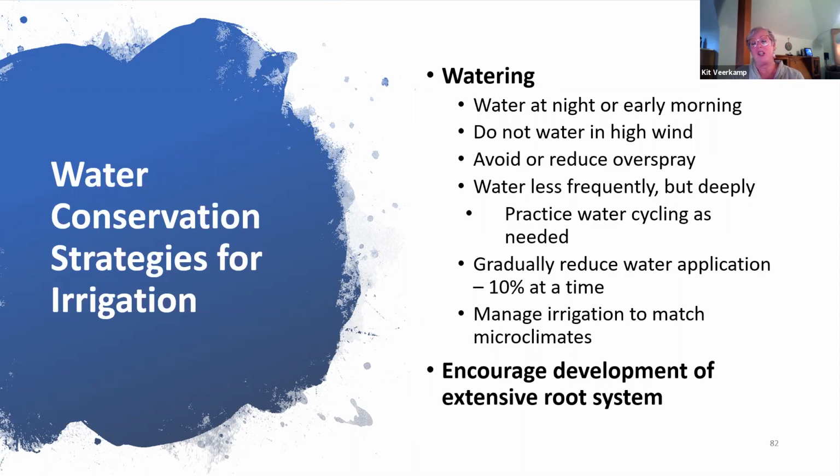And then managing irrigation to match your microclimates. Do you have any really low areas or areas that are really hot and exposed, especially this time of year? I know I've got areas on the west side of my house that I need to go out and do a little supplemental hand watering just to get through this 1 month of the year. But the whole idea is to encourage a deep, extensive root system because that is resilient.